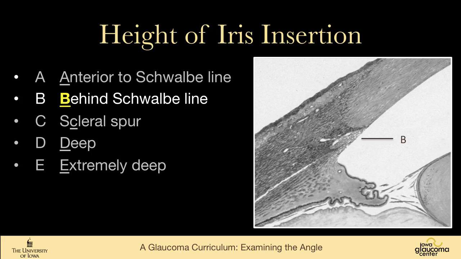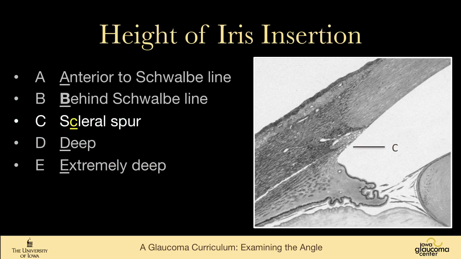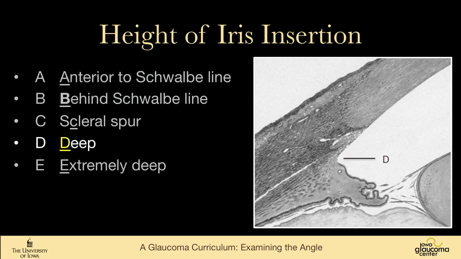B inserts behind Schwalbe line, which means it's inserting into the trabecular meshwork. And here's an example of an iris that's inserting into the mesh. And then C is the scleral spur. You can see that we use the first letter for all these, except we're kind of cheating here using the second letter. So A anterior, B behind, C scleral spur. And here's an example. So you can see the full trabecular meshwork, but none of the ciliary body. D would be deep, inserting into the ciliary body face.